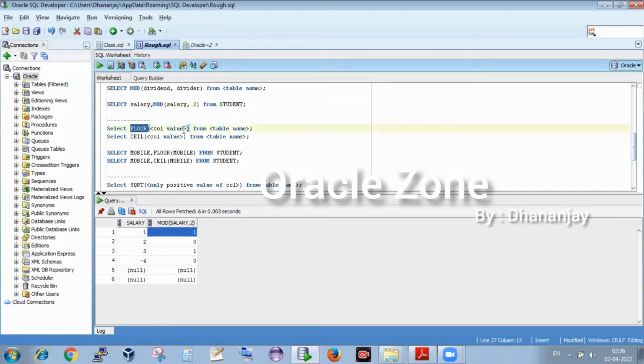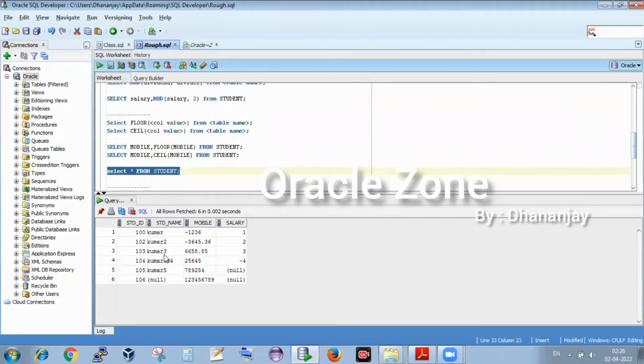Checking with the floor and ceil. Actually, just a second. Let me execute the main query: select star from student. Then I will tell you.